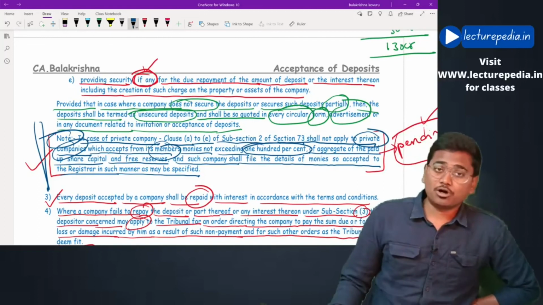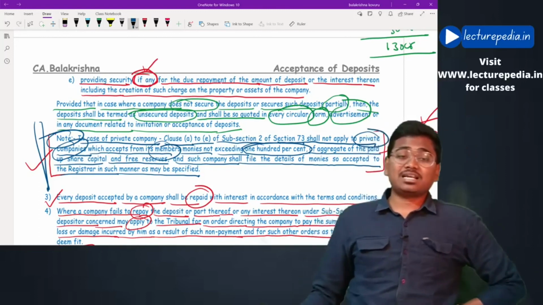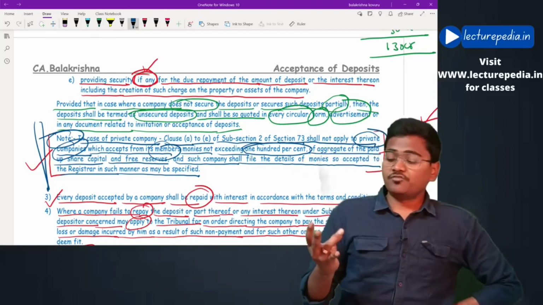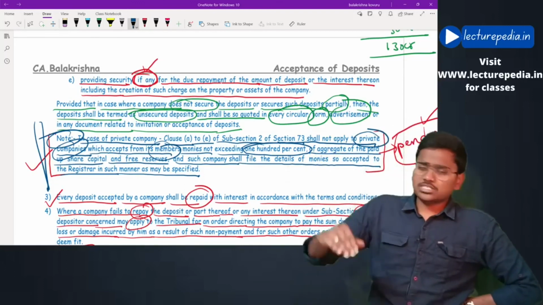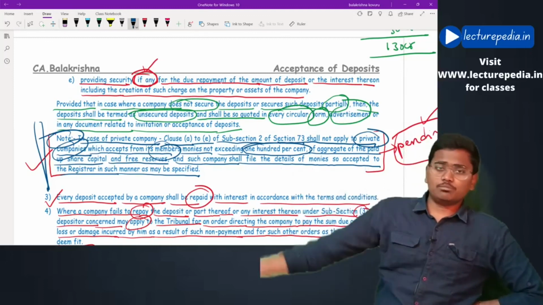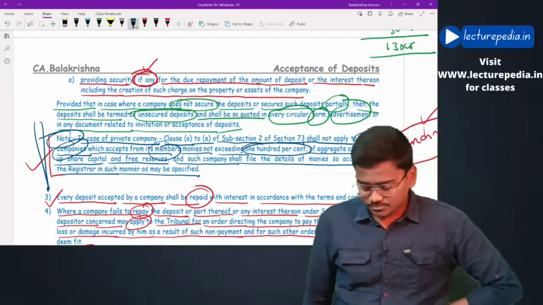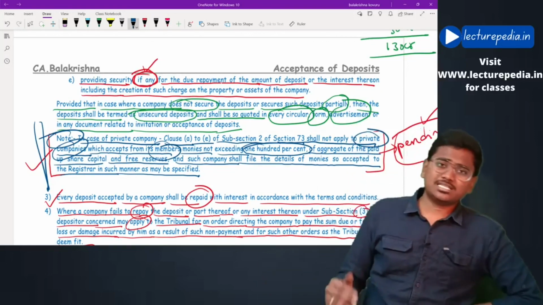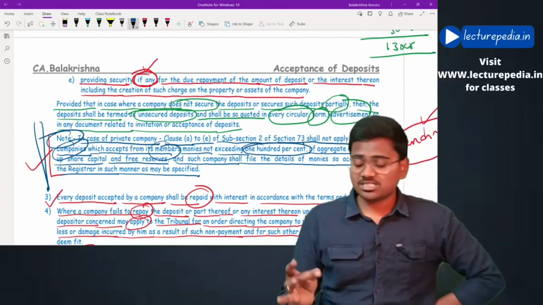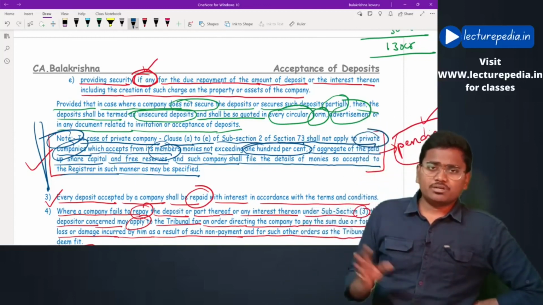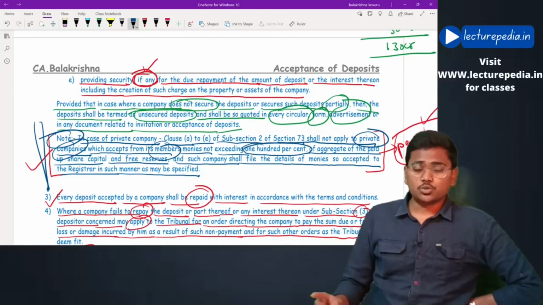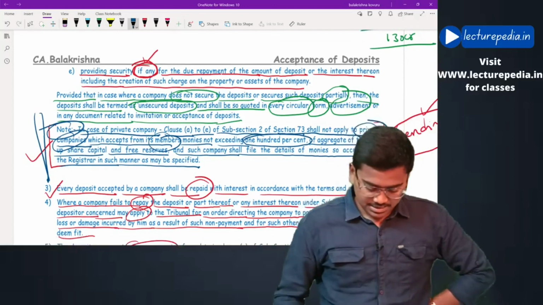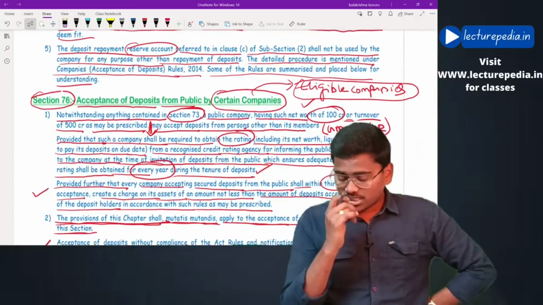As I have already told you that private companies can raise maximum up to 100% of the paid up share capital, free reserves and securities premium, and in case of startup companies they can raise even more than 100%. But for private companies which are raising up to 100% of paid up share capital, free reserves and securities premium, they need not comply with section number 73 subsection 2 clause A to F. That's it. By this, provisions related to deposits are completed.